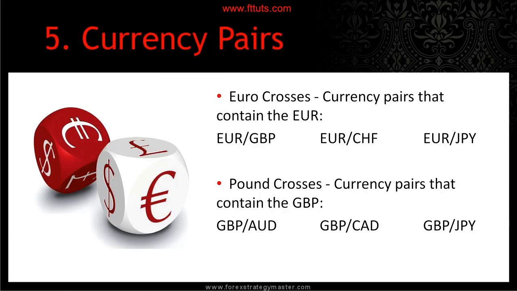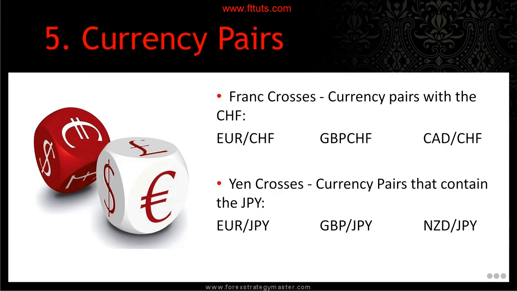Now we can get specific kind of crosses. For example, here are some examples of euro crosses. These are currency pairs that don't contain the US dollar, but each have the euro in it. We have the euro pound, the euro Swiss franc, and the euro yen, for example. Some pound crosses would be the pound Australian dollar, the pound Canadian dollar, and the pound Japanese yen. Some franc crosses, now these are currency pairs with the Swiss franc, will be the euro franc, the pound franc, and the CAD franc. Some yen crosses, currency pairs that contain the Japanese yen, the euro yen, the pound yen, the New Zealand dollar Japanese yen.